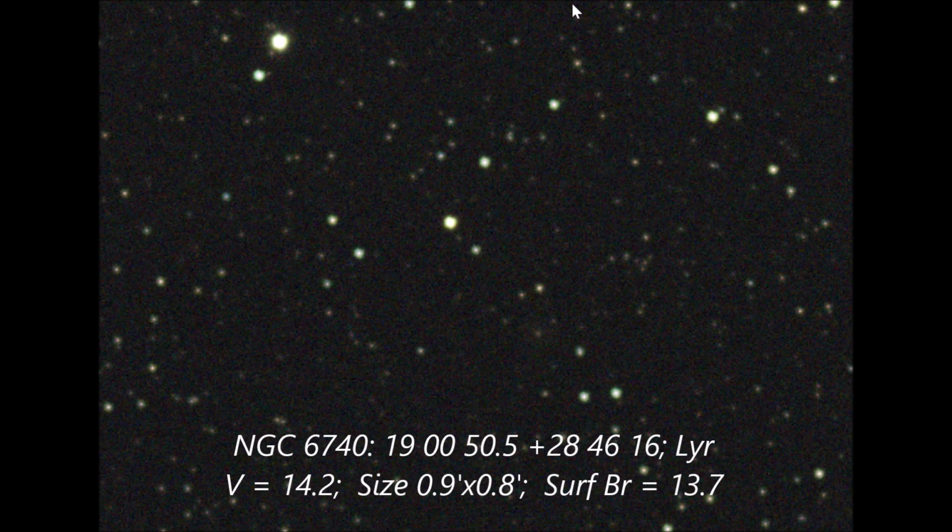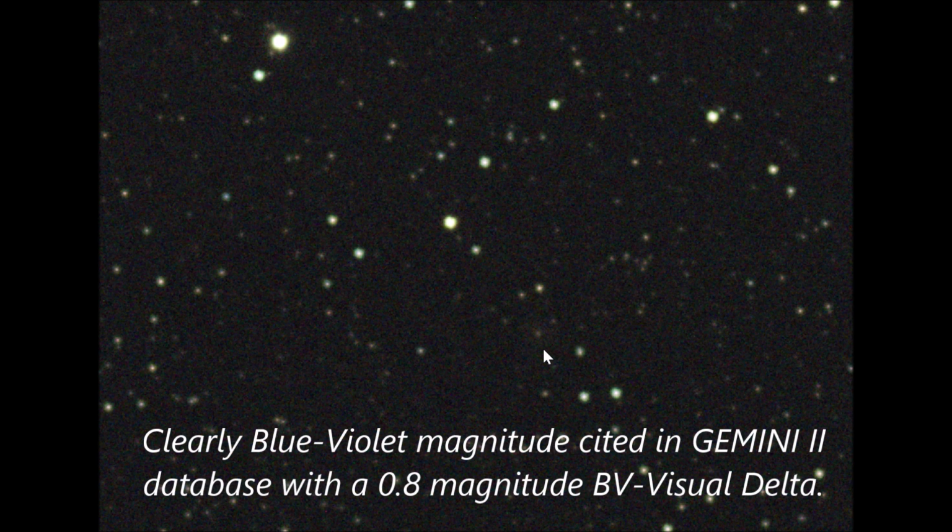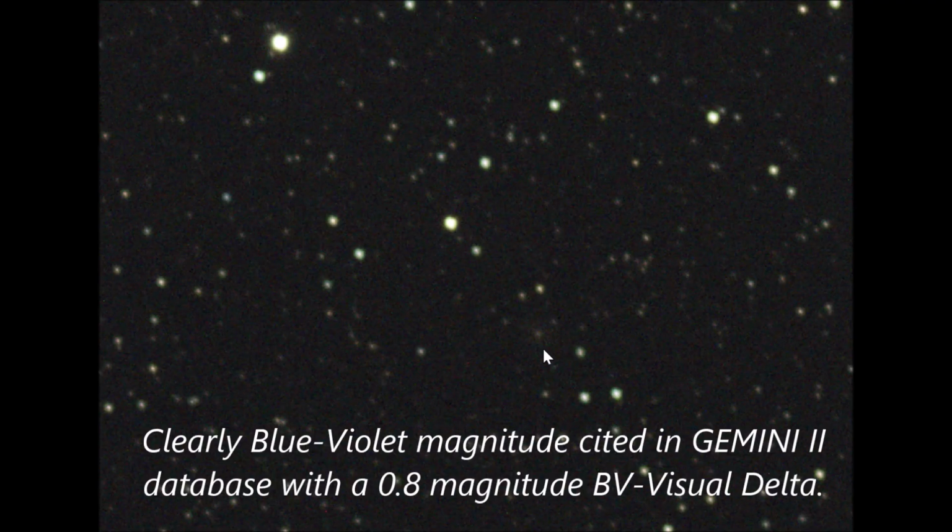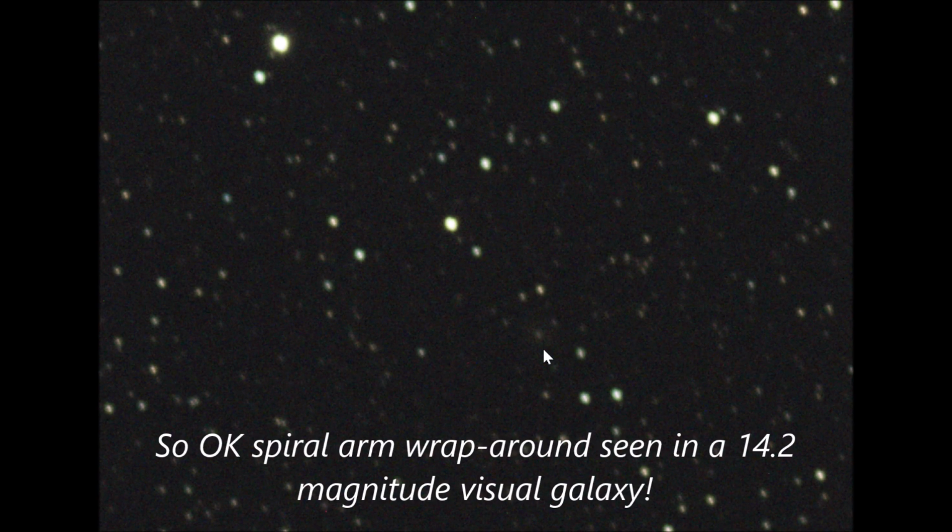Here's our 150x view of NGC 6740, a galaxy in Lyra, magnitude 15. Fairly large for a magnitude 15, apparent size 0.9 by 0.8, spiral with a lowercase b and a ring. So the spiral arms wrap around it. I think that's somewhat apparent here.